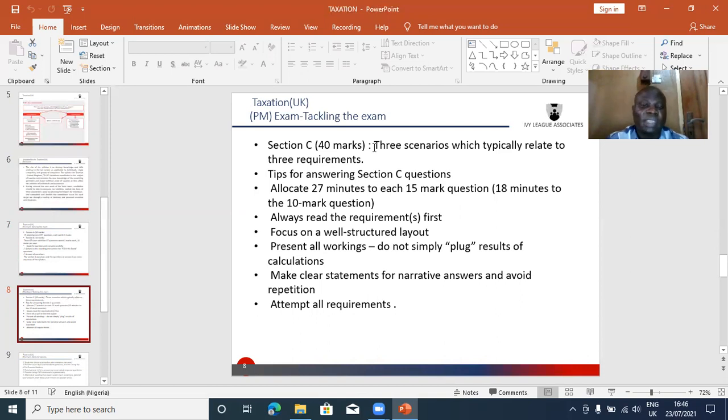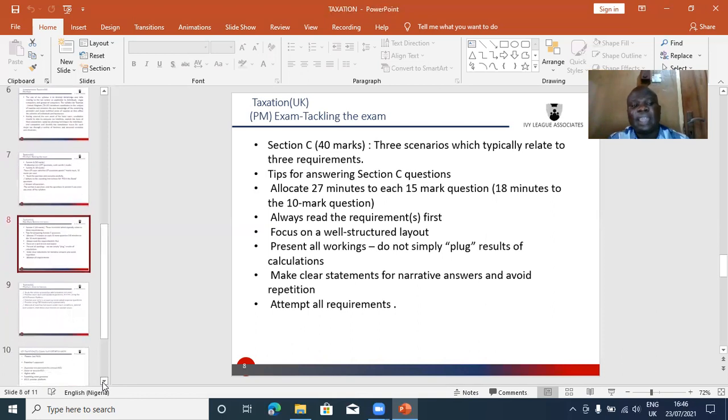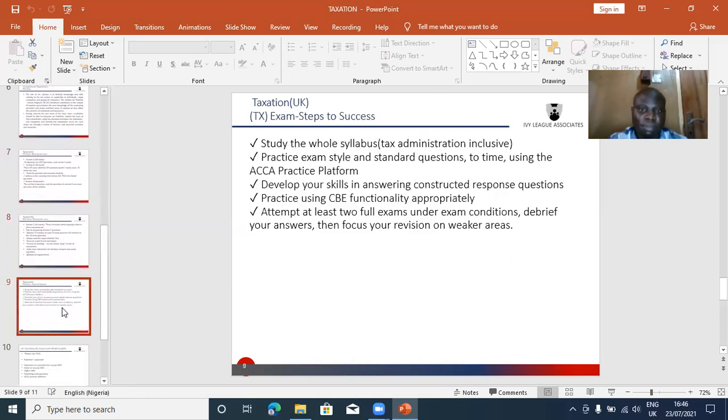And when it comes to narrative questions, be very clear. Make clear statements. Don't make ambiguous statements and avoid repetition. Make precise statements. Speak to the question. Don't skirt around the question, and avoid repetition, and ensure at the end of the day that you attempt all requirements, because the more questions you attempt qualitatively, the higher the chances of passing your exam.